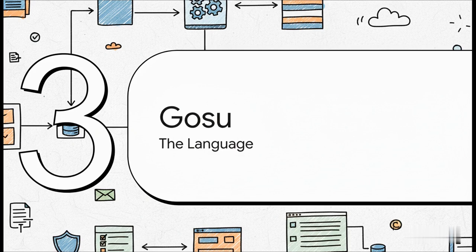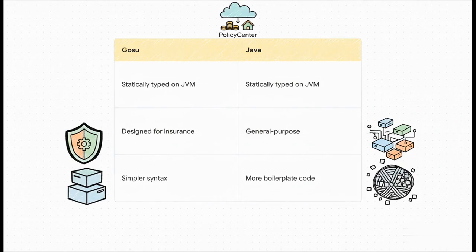They went and created their own specialized programming language called Gosu. For any developers watching, the easiest way to wrap your head around Gosu is to think of it like Java's highly specialized cousin. They share a lot of the same DNA, right? They're both statically typed, which means they're very strict about data, and they both run on the Java virtual machine. But where Java is a jack of all trades, Gosu is designed from the ground up specifically for insurance, with all these built-in shortcuts to make common industry tasks way, way simpler.